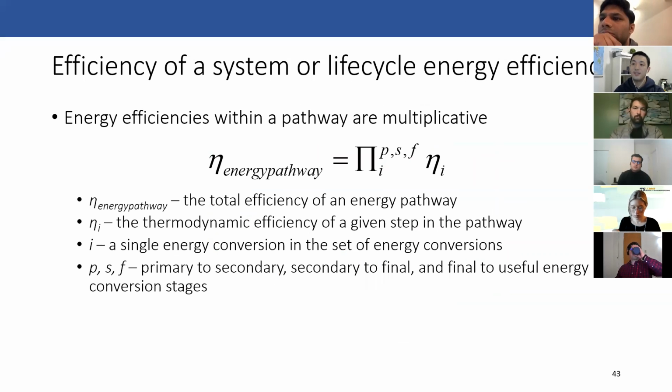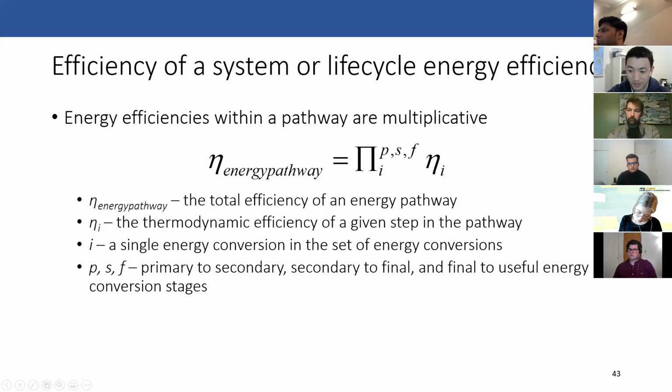So, efficiency of a system. When we think about pathway efficiencies, this is one nice little shortcut that I like to point out: everything is multiplicative. In other words, to get the efficiency of the entire system, you just need to multiply the efficiencies of each of the individual steps. So the energy efficiency of the entire pathway is equal to the product of the individual thermodynamic efficiencies of each step.